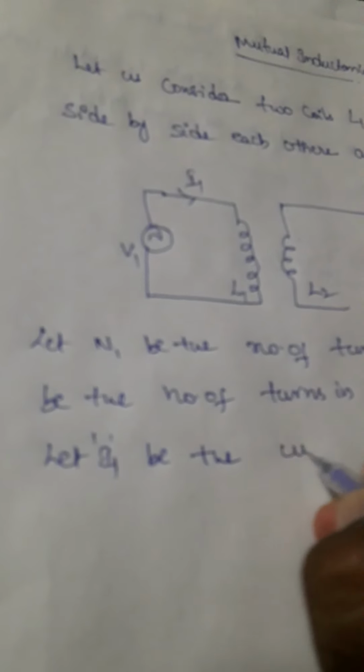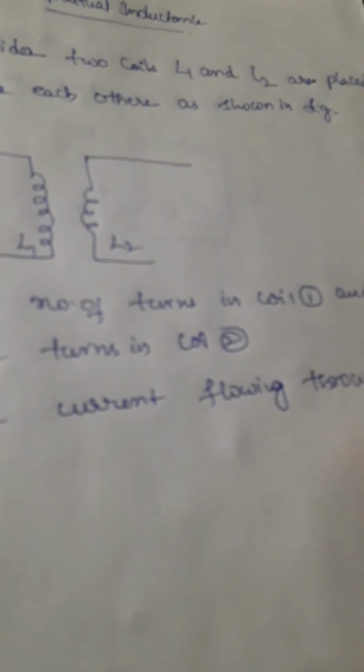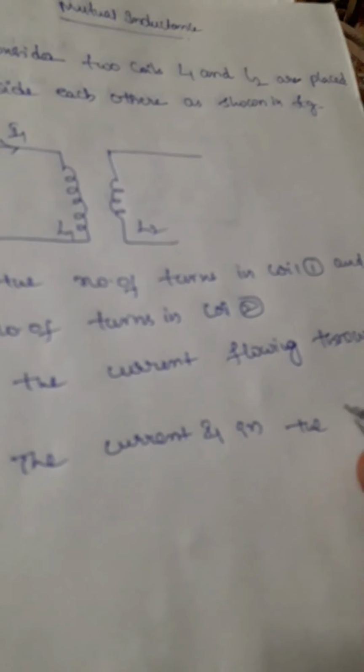Now suppose we excite the first coil with a source voltage V1. With this excitation, the current flowing through coil 1 is I1. The next coil, L2, is excitation free. That means we did not give any excitation to the second coil. Then what happens here? The current I1 in the first coil produces a flux.